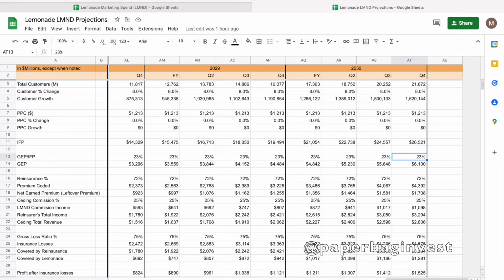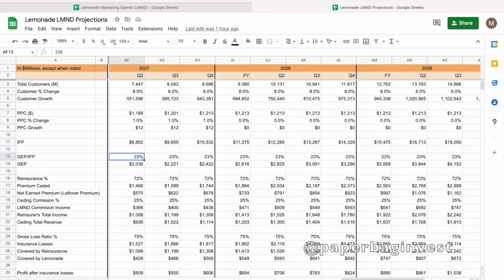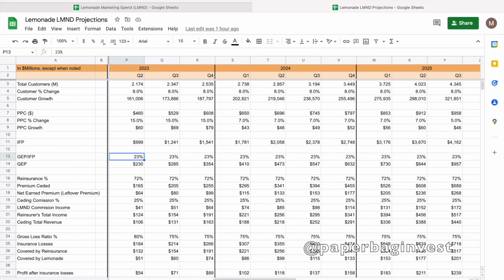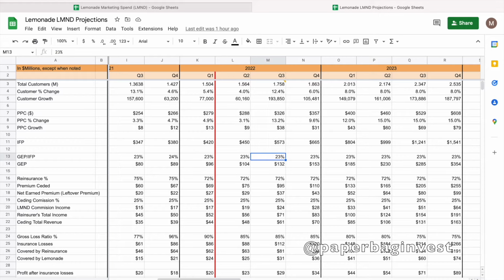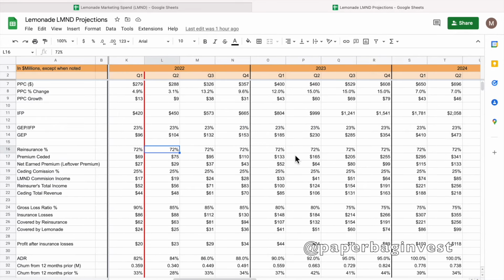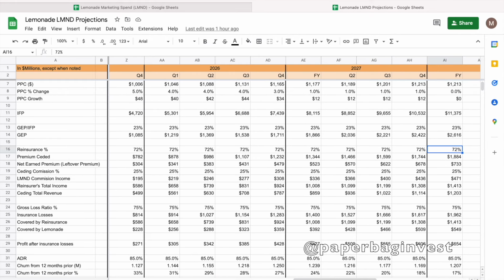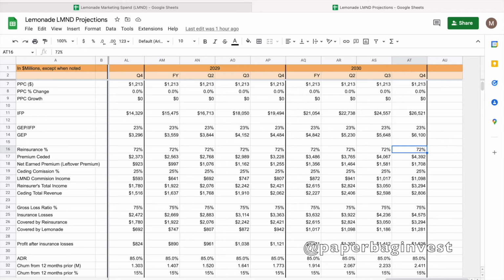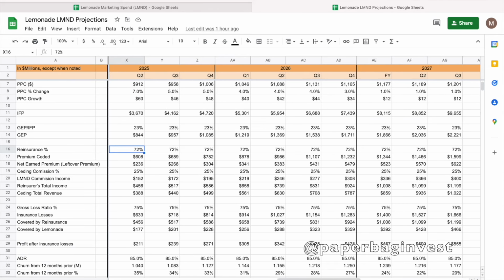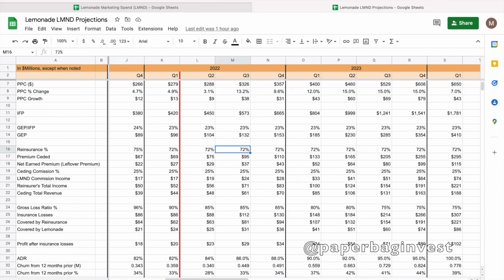Gross earned premium, I've continued to keep at 23%, as they're continuing to grow the amount that's being flipped to gross earned premium each quarter. I kept their reinsurance all the way through at 72%. I think Lemonade will continue to use reinsurance for the foreseeable future, simply because by having reinsurance, the capital requirements, how much cash they need against their in-force premium, is significantly lower, and so it's really in their favor for a company that wants to continue to grow.